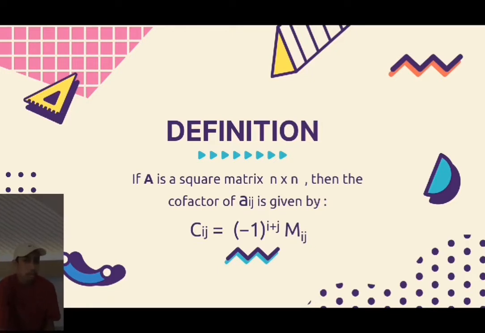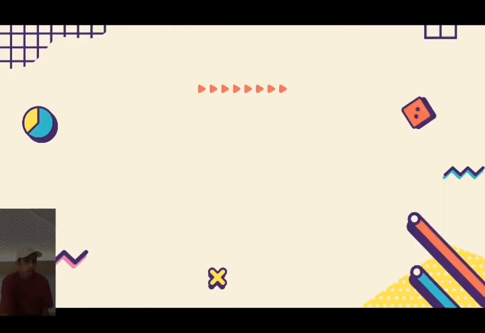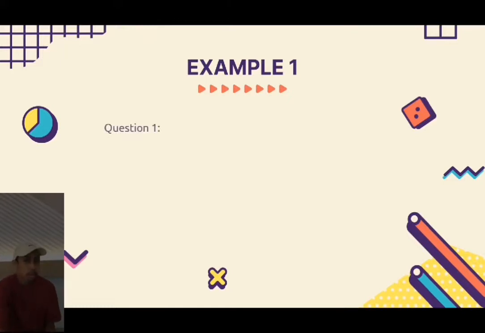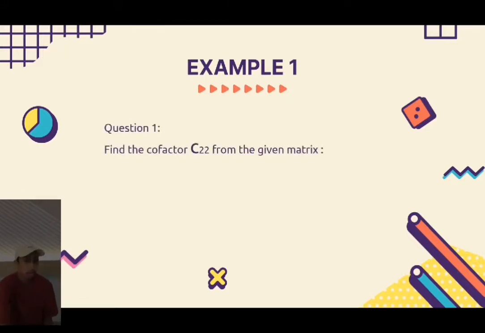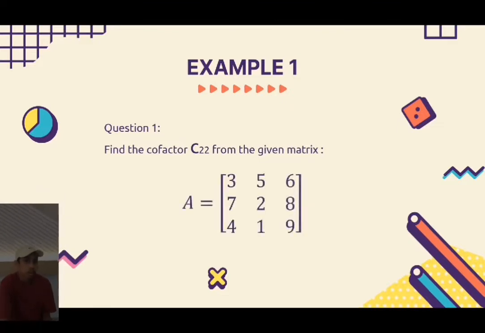This mathematical concept may sound more complicated than it is. So, let's look at an example. Example 1. Question 1. Find the cofactor 2, 2 from the given matrix. The given matrix A is a 3 times 3 matrix.